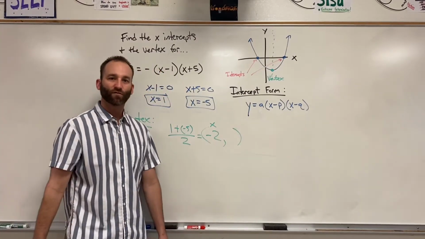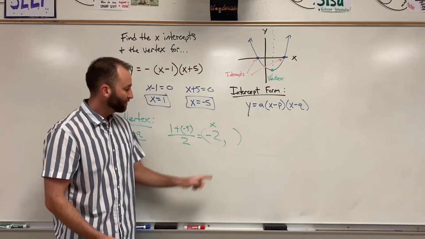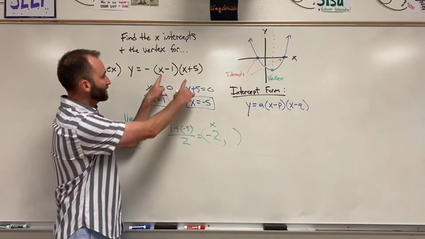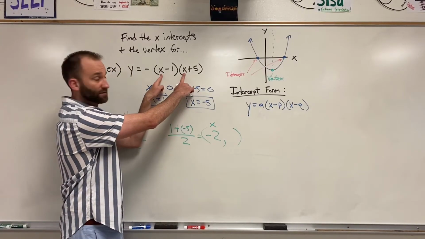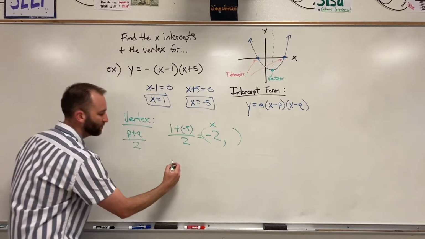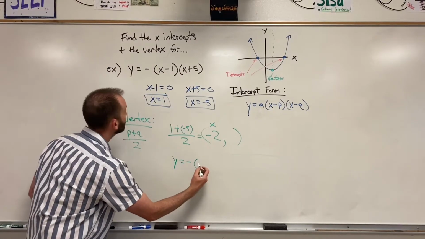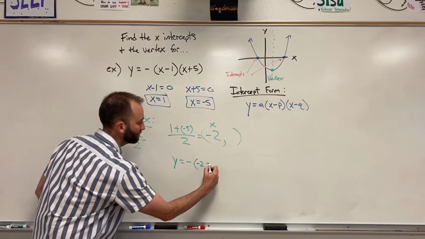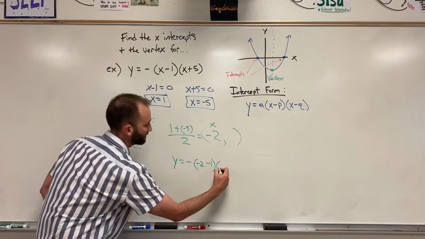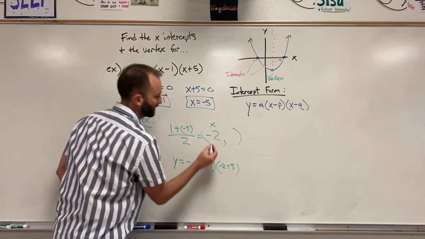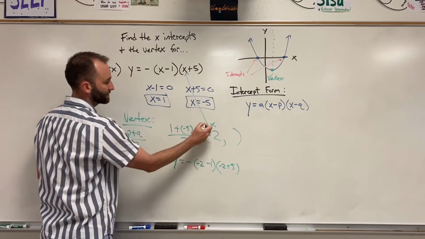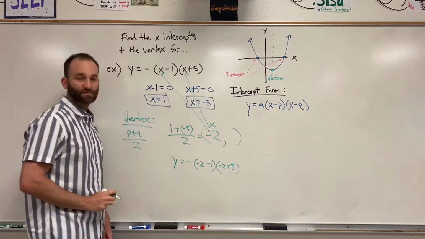Yeah, just like before when we were in standard form, we're going to take negative 2 and plug it into our equation. So let's see what happens here to find the y-coordinate. We've got negative 2 minus 1, and then we have negative 2 plus 5. I'm taking this negative 2 and substituting it in for x.